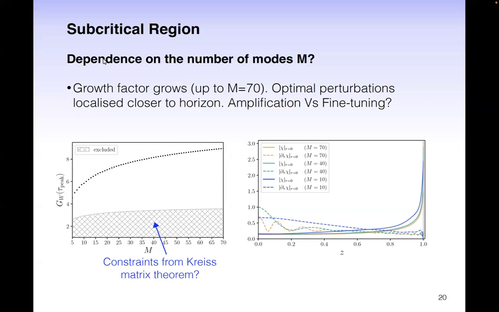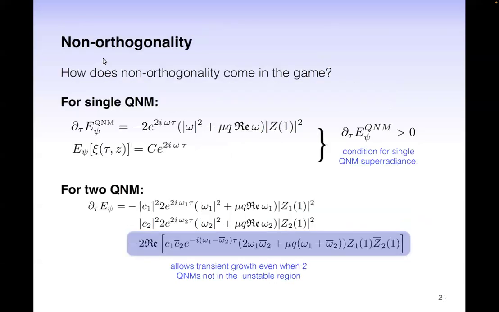So the punchline from the last couple of slides is that in black hole physics, we do see transient energy growth, just like in the fluids. And as I tried to point out earlier, the reason why we get this mathematically is because of the non-orthogonality of modes. And just to emphasize that a little bit more, let us study what happens to the energy of the scalar field and the time derivative of that energy for a single quasinormal mode and for a sum of two quasinormal modes.